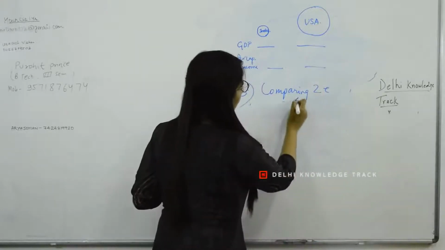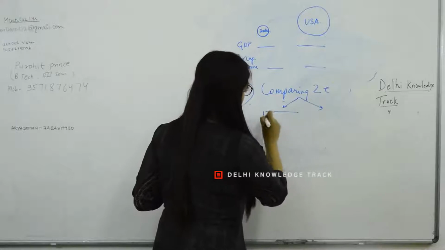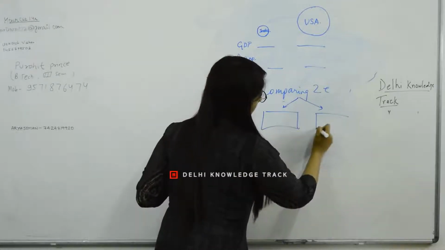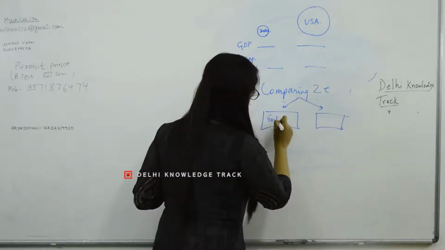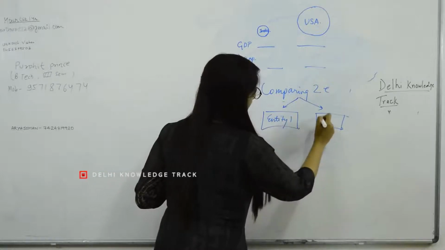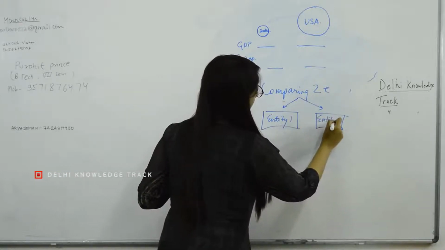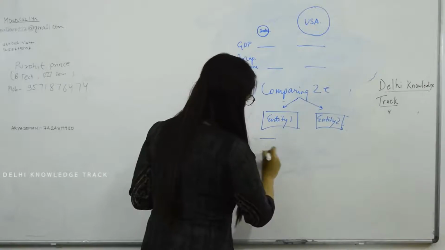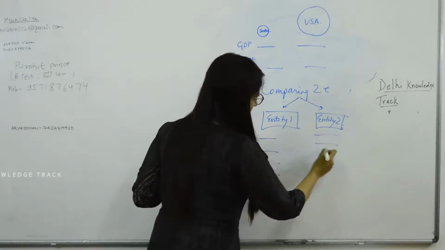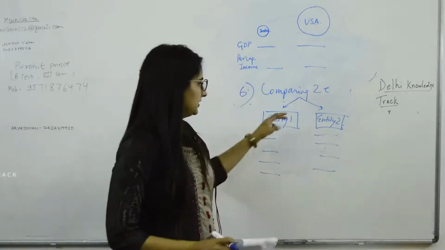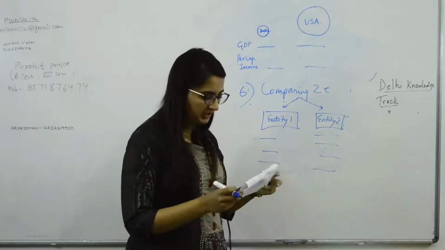is that we write about the two entities like this: entity 1, entity 2, and then we write the points. So this is also one approach of making a change in your presentation.